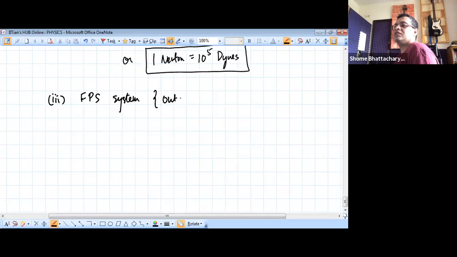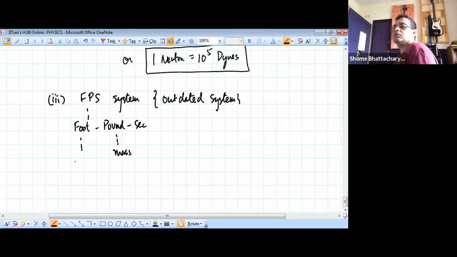There is also this outdated system, not used anymore. This is the foot pound second system. So this is the unit of mass. 1 pound.